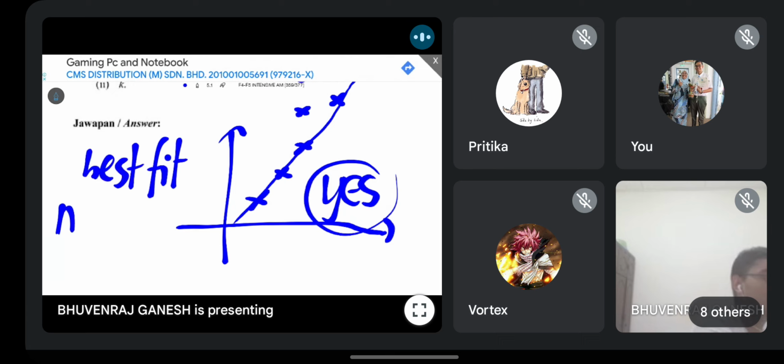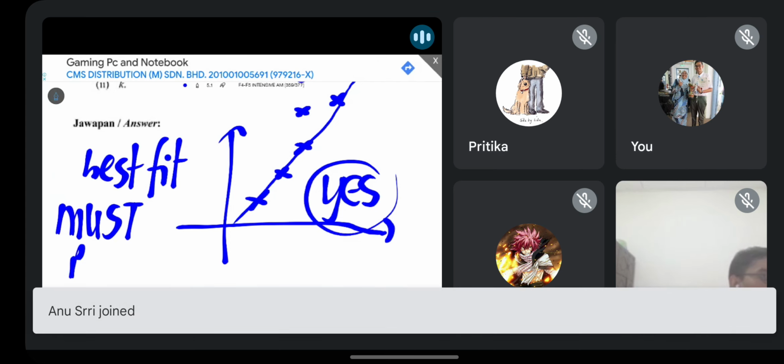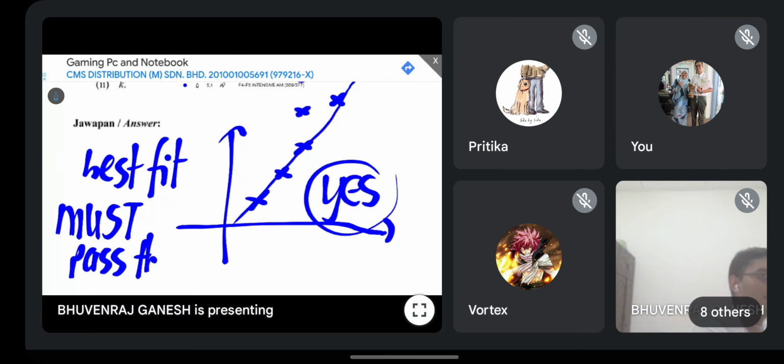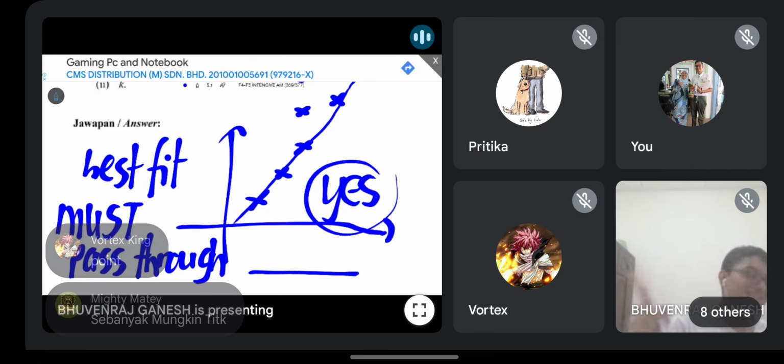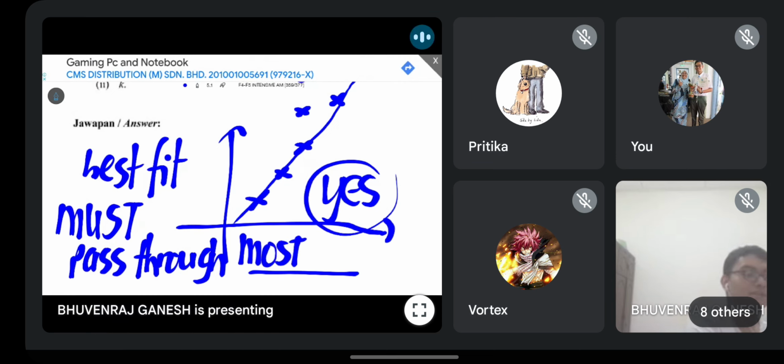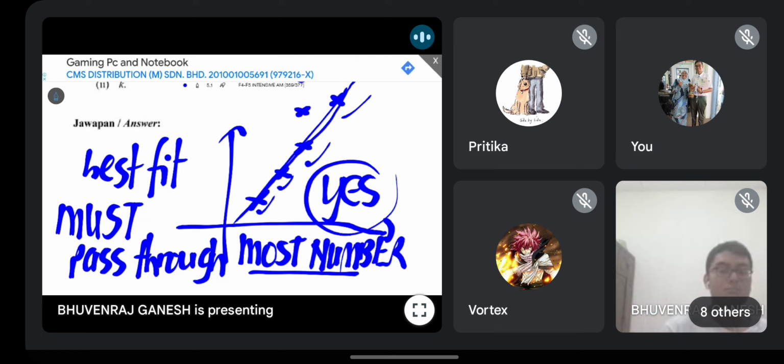The best fit line must, kena, mesti, pass to, anyone can complete pass to what? Fill in the blank. Kena melalui, based on what I draw. What about the point? Yes, kena the most number of points. This is another characteristic of best fit line. Most number of points. Although maybe you cannot get the seimbang, but if you can pass through the most number of points, as I show over here, 1, 2, 3, 4, you also fulfill best fit line.